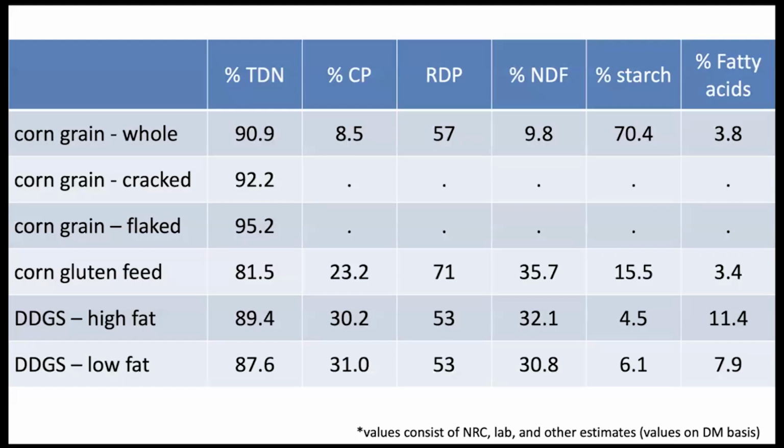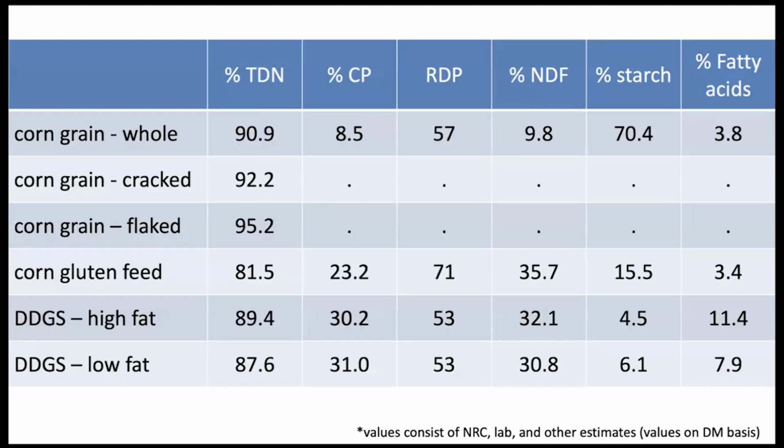And I use the term fatty acids and not fat because fatty acids is a more accurate measurement and we can do a better job of assigning energy values of feeds. The other thing is you'll see sometimes I don't have any values in the boxes, and that's because it's going to be the exact same value as whole corn. Whole corn, cracked corn, flake corn are all going to have the same crude protein value. The only thing that's going to change there is the TDN, or the total digestible nutrients. So that's why you're going to see those dots. It's just to make it clear that they would be the same as the whole corn.